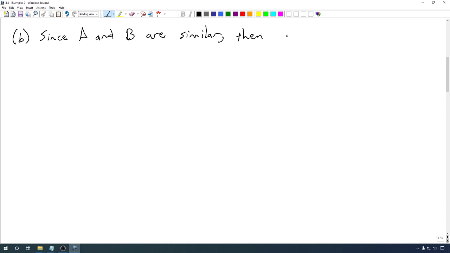And so what does that mean? Then there is a non-singular, again I'm going to abbreviate that, S, with B equal to S inverse AS. Good place to start in all of these problems.